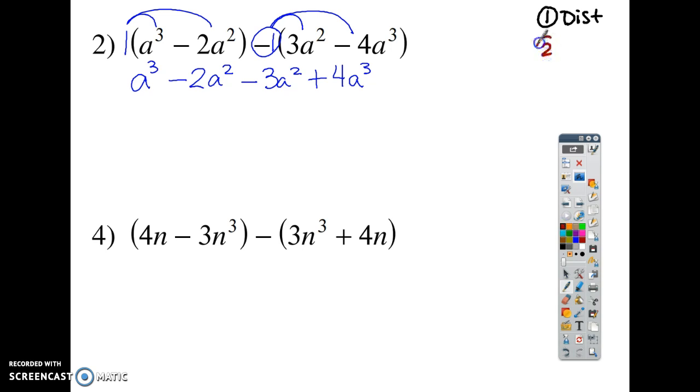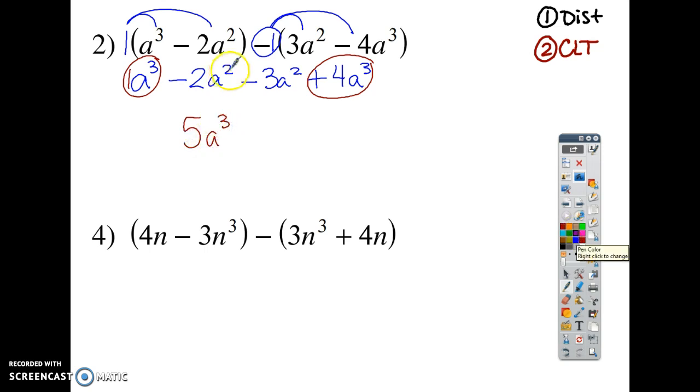Step 2, combine like terms. So things that look alike, and it has to be in order, okay, of degree. So I have a to the third power, a to the second power, a third power. So I'm going to do the third power first. These two are the same. And this is an imaginary 1 plus 4 gives you how much? 5a cubed.